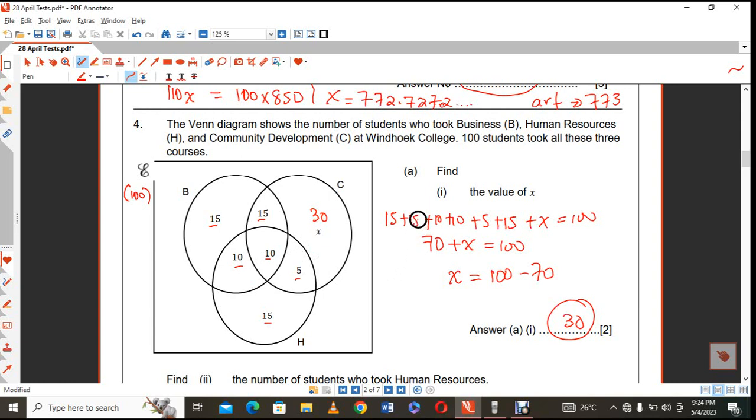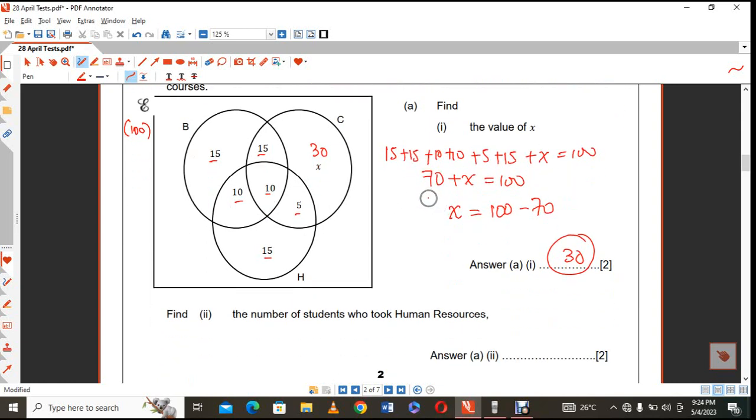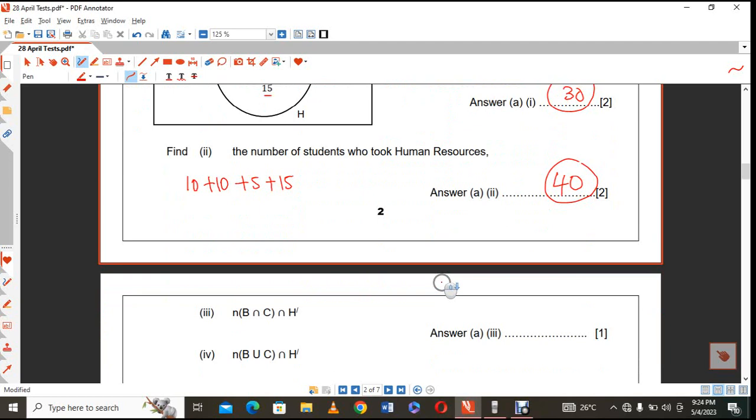Right, so the second part of the question says the number of students we are supposed to find, how many students took human resources. Well, that is quite straightforward. You just go to the set that represents human resources and you just add 10 plus 10 plus 5 plus 15, well, that gives you 40. Okay. Right, so that brings me to a third question.